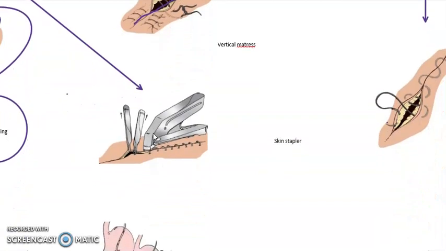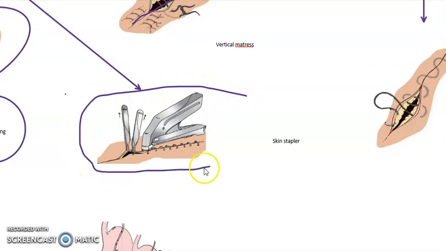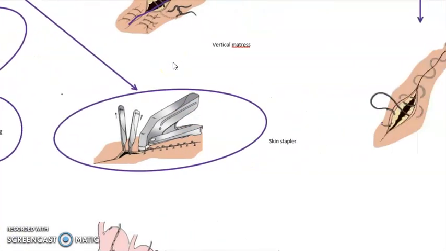Okay, then the other type of suture, I don't like to call it a stitching method, I just like to call it skin stapling. This actually approximates skin way better, and it has a better scarring as compared to using suturing material.